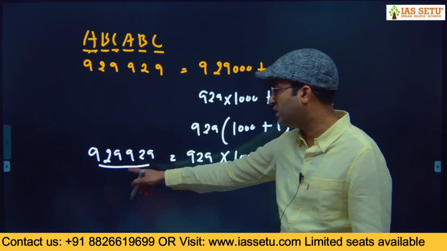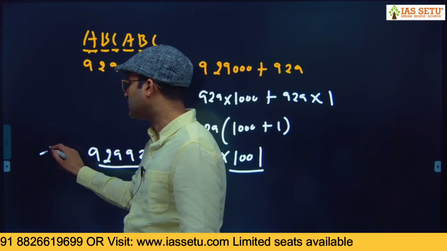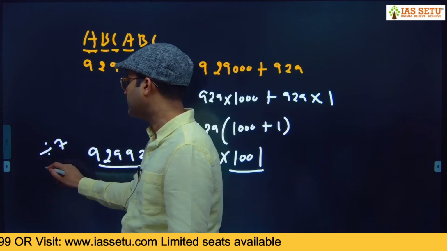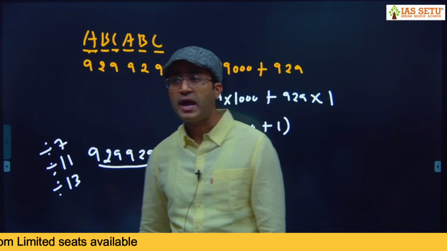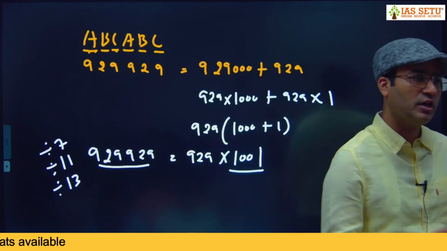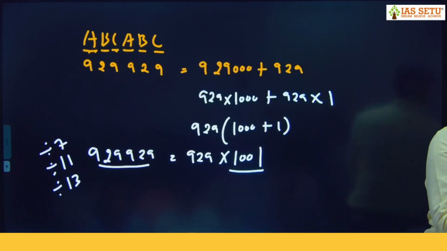Since it is a multiple of 1001, if I ask, is it divisible by 7? Yes. Is it divisible by 11? Yes. Is this number divisible by 13? Yes. Any number which is a multiple of 1001 is divisible by 7, 11, 13.